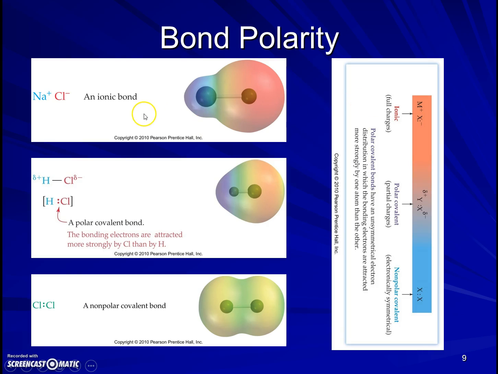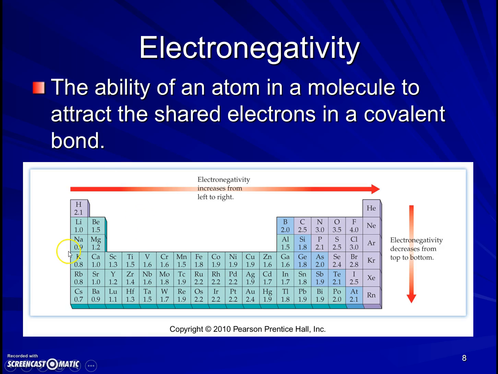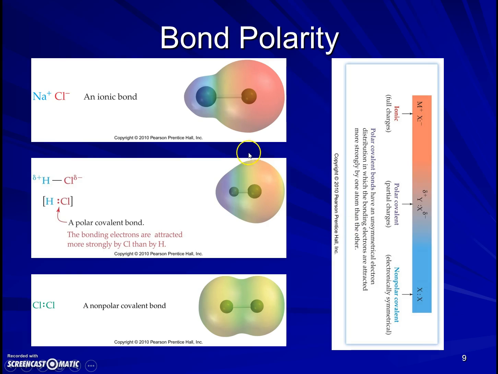And we take a look at an example of that right here. The difference in electronegativity between sodium and chlorine is very, very large. Let's go back and look. Sodium 0.9, chlorine 3.0, so the difference is 2.1. That's a large enough difference that chlorine can just take the electron. And we don't have a covalent bond anymore. We have an ionic bond.